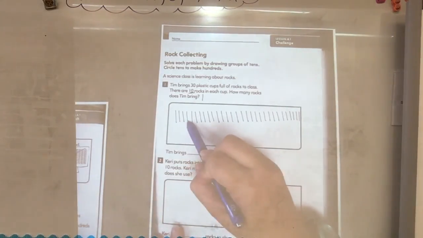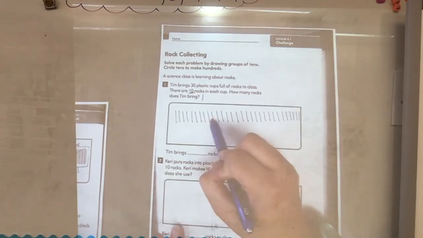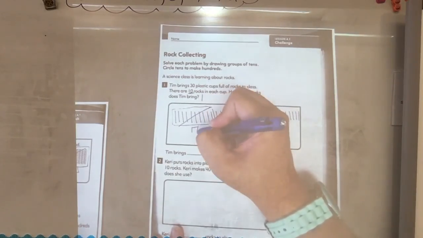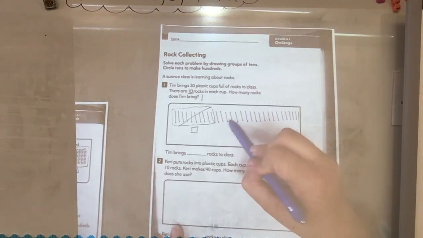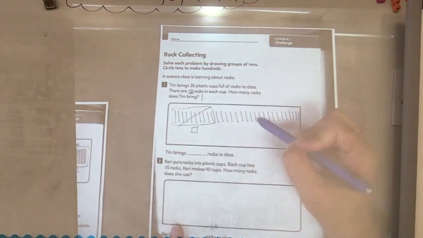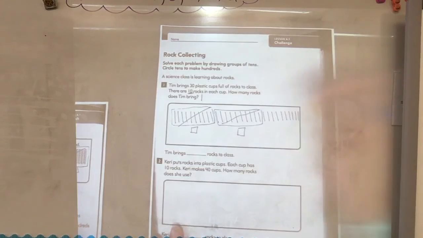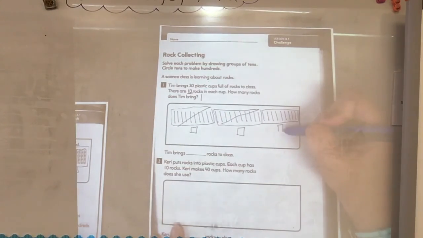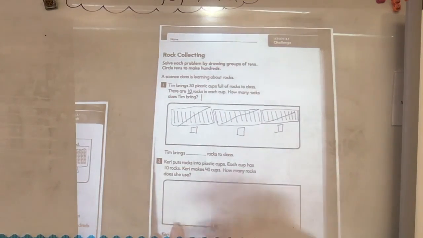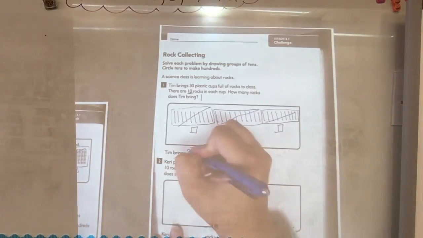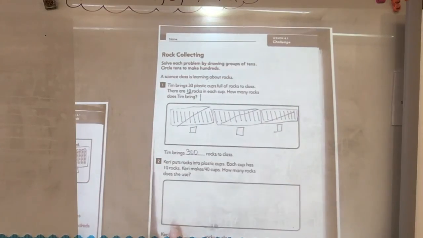10, 20, 30, 40, 50, 60, 70, 80, 90, 100. Trade up for 100. Again, 10 through 100, trade up for 100. Again, 10 through 100, trade up for 100. So I now have 1, 2, 300. So I know that he brought 300 rocks to class.